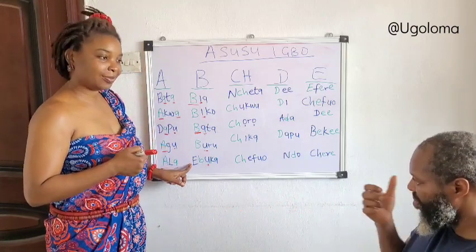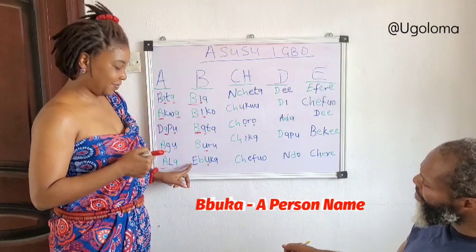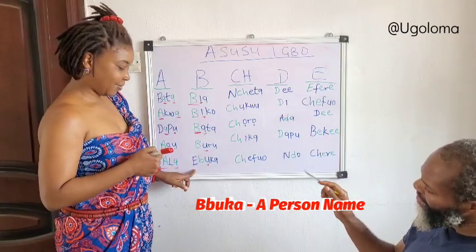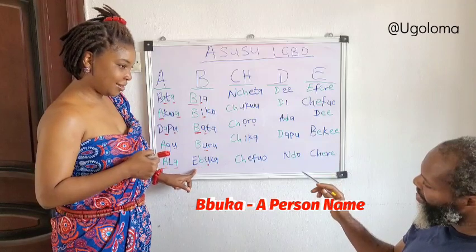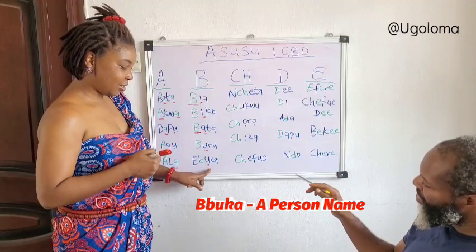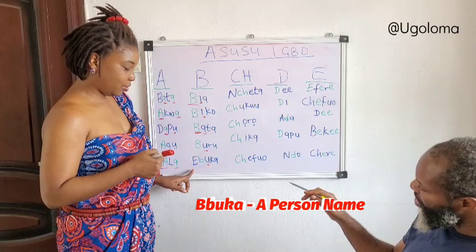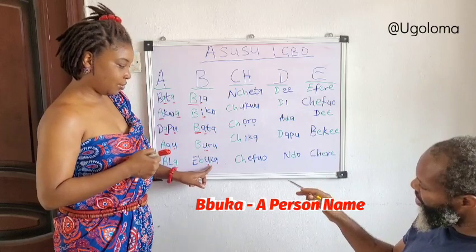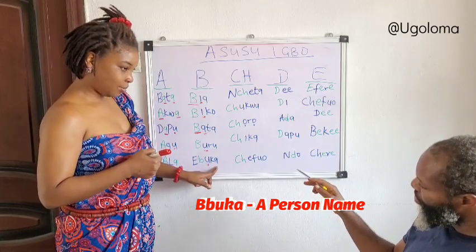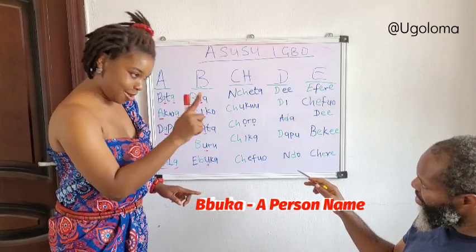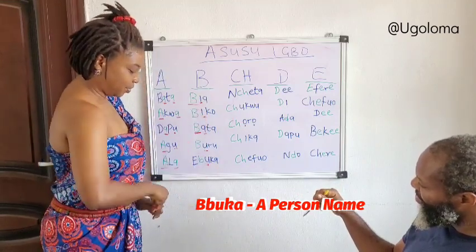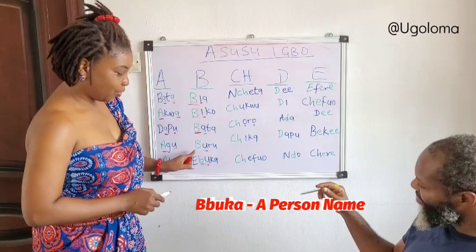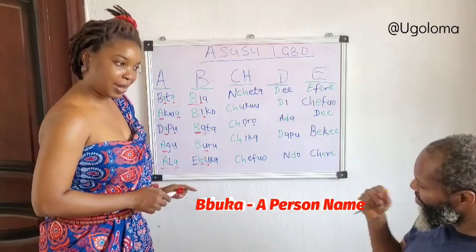Next one. This is somebody's name. I can get this. Try. Ebuka. Again. Ebuka. What is this? Good. Ebuka. Correct. Bu. Buru. The same thing, right?